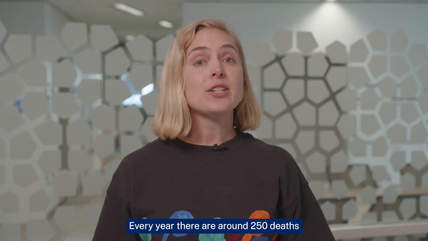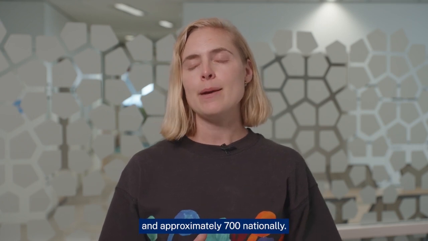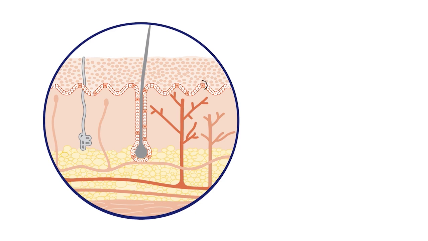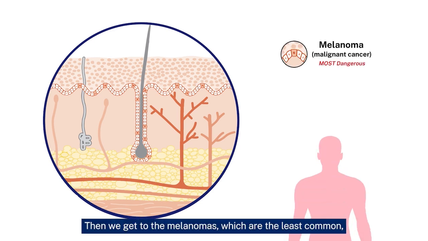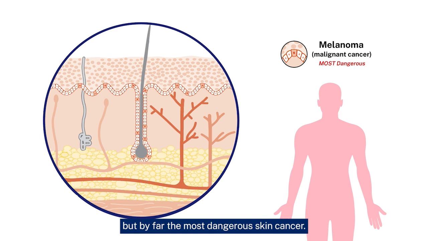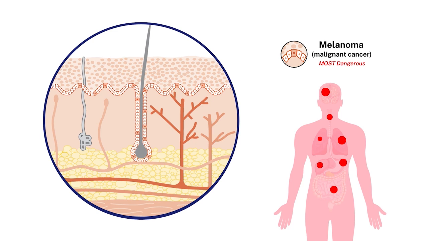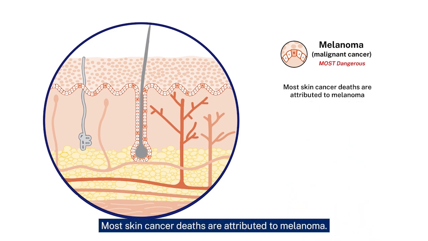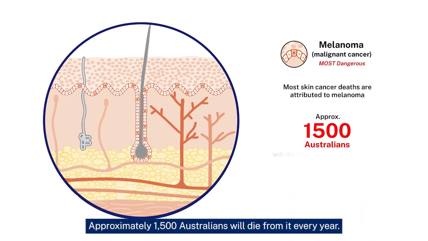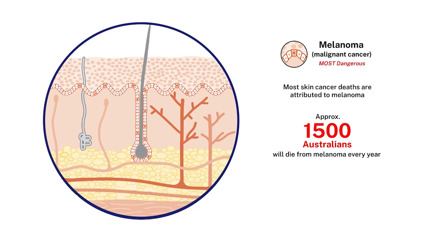Every year there are around 250 deaths in New South Wales recorded for these non-melanoma skin cancers and approximately 700 nationally. Then we get to the melanomas, which are the least common but by far the most dangerous skin cancer. They usually start as a new spot, freckle or mole in the skin that changes in colour, thickness or shape. They can spread to internal organs and can become deadly in just a matter of months if they're not detected or removed promptly. Most skin cancer deaths are attributed to melanoma. Approximately 1,500 Australians will die from it every year.